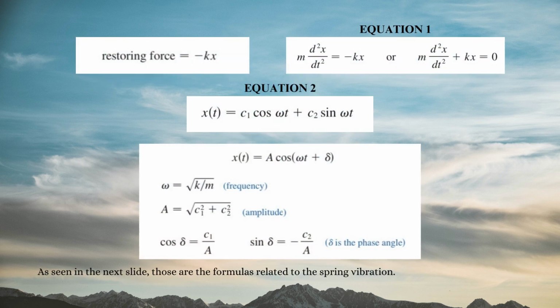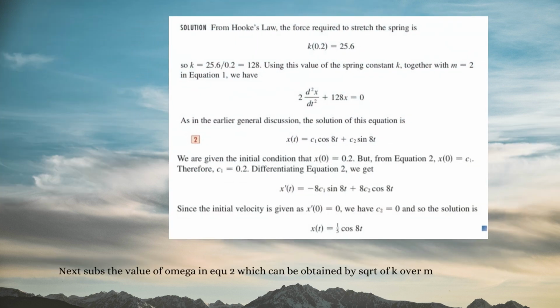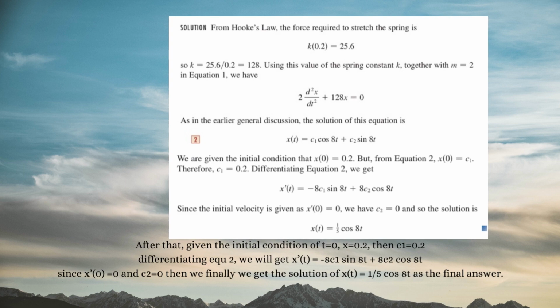As seen in the next slide, those are the formulas related to the spring vibration. Next, to solve this question, we have to determine the k value by substituting the value of x and the force, then substitute m in equation 1. Next, substitute the value of omega in equation 2, which can be obtained by the square root of k over m. After that, given the initial condition of t equal to 0, x equal to 0.2, then C1 will be equal to 0.2.